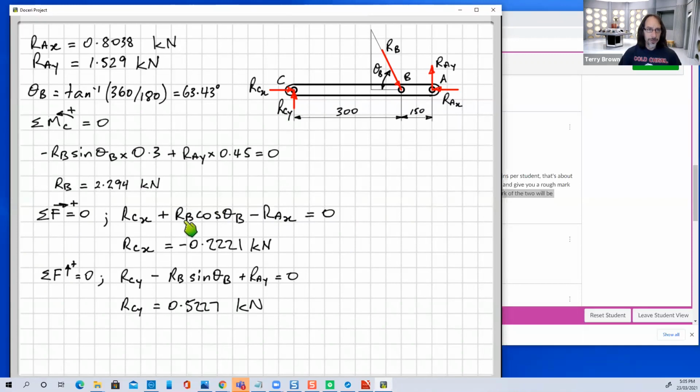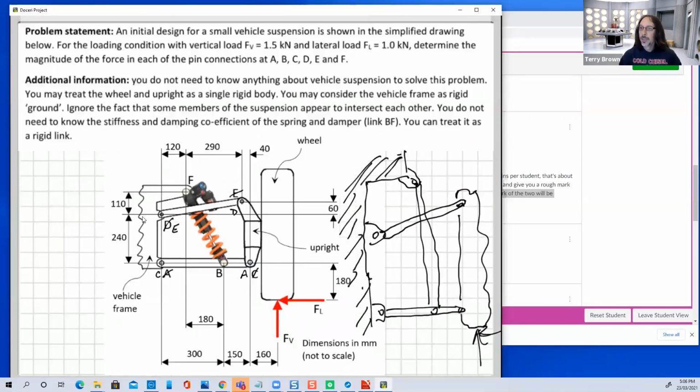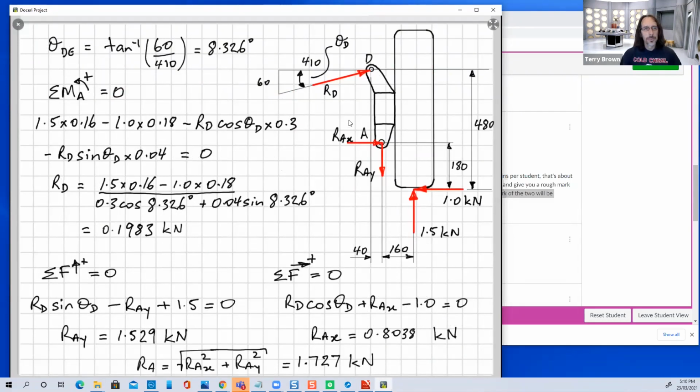Someone's asked, should it be 350 over 180? Could be. Let's just check. So, okay, He-Chan's right now. So let me just check that geometry and make sure that I haven't stuffed up something. So we want 350. Yes, sorry, that should have been 350. Yeah, so Alex, thanks for picking that up. So yes, that should have been 350, not 360. All right, so that'll obviously change this a little bit.